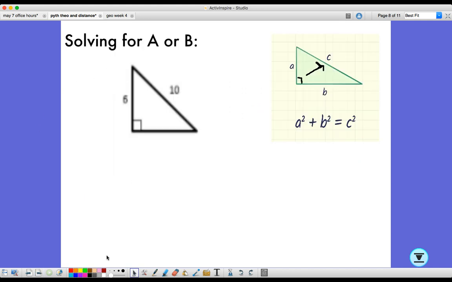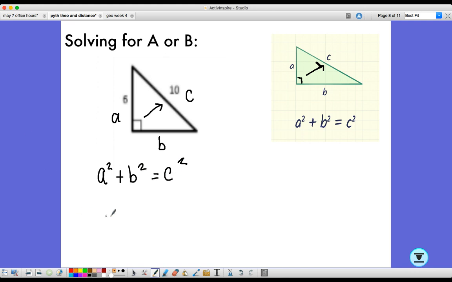So if we are solving for A or B, we know we are solving for A or B because it's not the one that's across from the right angle. So we can identify this one as A, this one is B, and this one is C. And I'm going to plug the values into the formula. So we have the formula A squared plus B squared equals C squared.